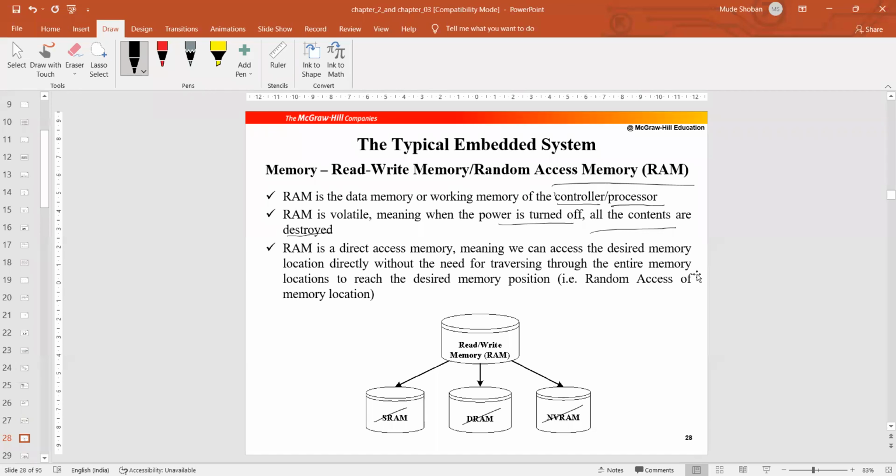In RAM, you have three categories. One is static RAM, the second is dynamic RAM, and the third is non-volatile RAM. So could you notice what the difference is between static RAM and dynamic RAM?